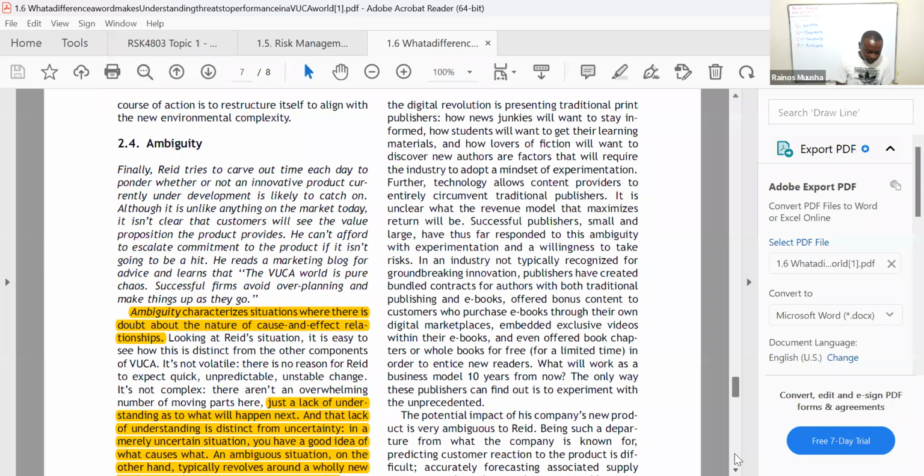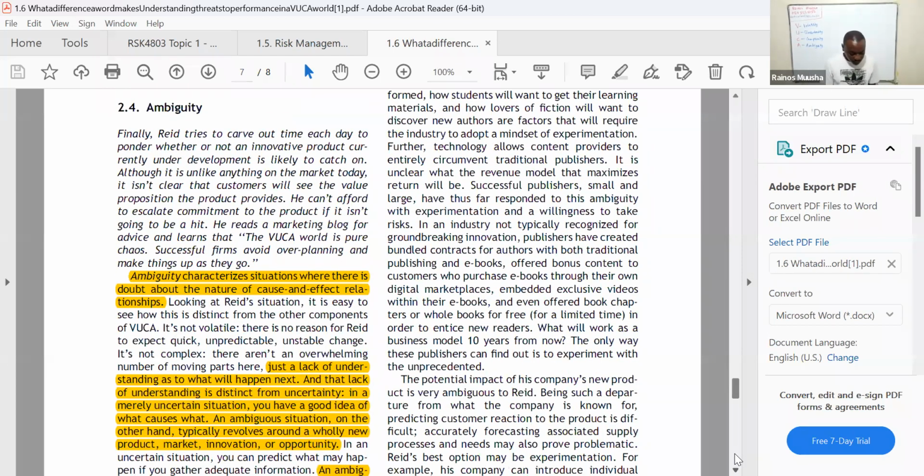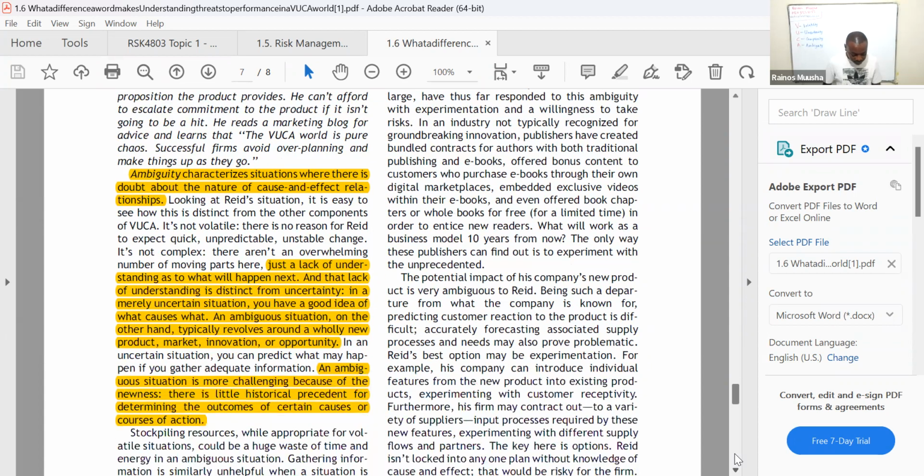There is also another factor, which is ambiguity. When you look at ambiguity, they say ambiguity characterizes situations where there is doubt about the nature of cause and effect relationship. So just a lack of understanding as to what will happen next, and that lack of understanding is distinct from uncertainty. In a merely uncertain situation, you have a good idea of what causes what. An ambiguous situation, on the other hand, typically involves a wholly new product, market, innovation, or opportunity. So an ambiguous situation is more challenging because of the newness. There is little historical precedent for determining the outcomes of a certain course of action.